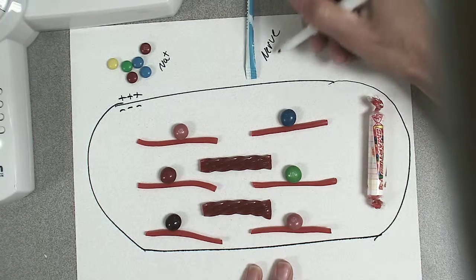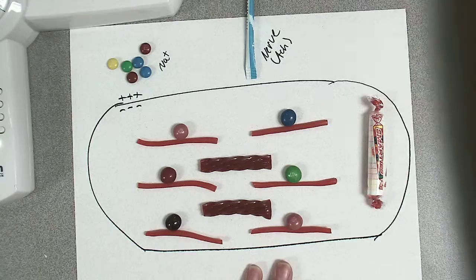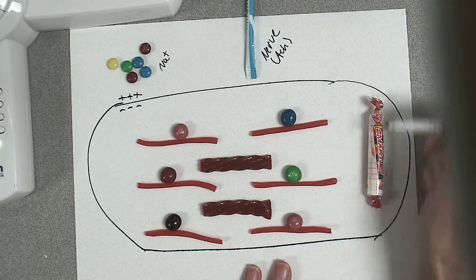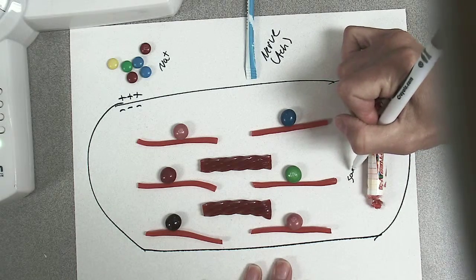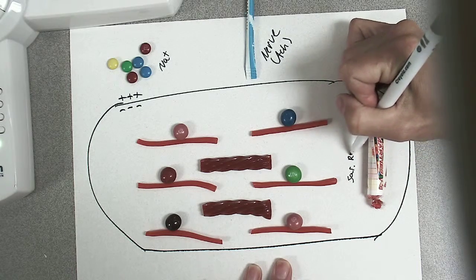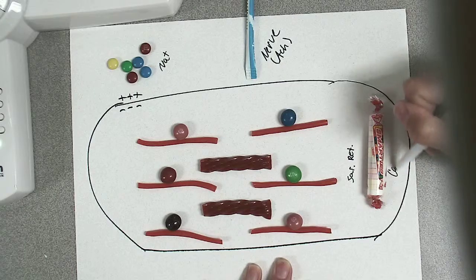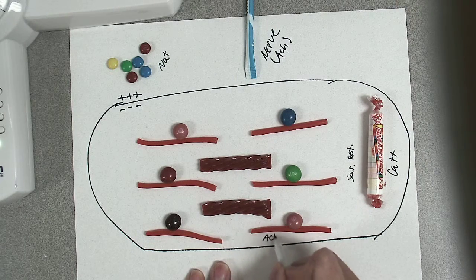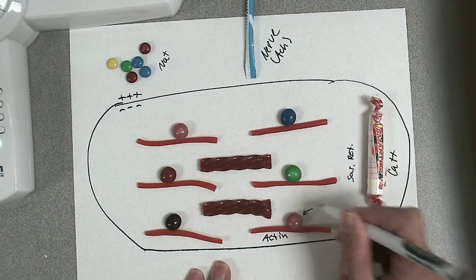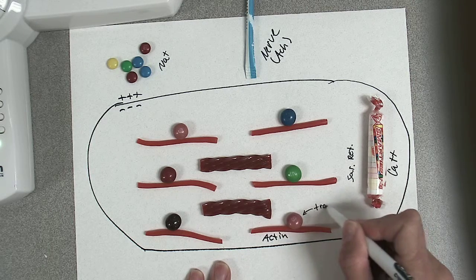Outside of the cell, I also have a motor neuron. So this is a nerve. Inside of it, we'll find the neurotransmitter acetylcholine. Over here on the side, I have my sarcoplasmic reticulum. I'm just going to say sarretic. And inside of that, we have our calcium.